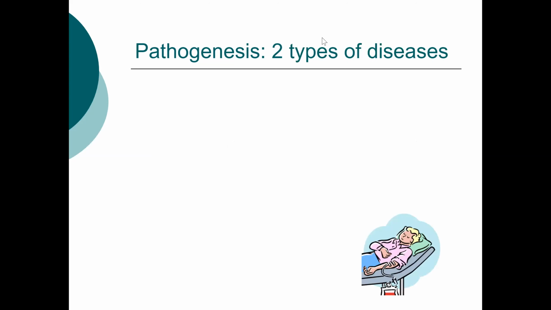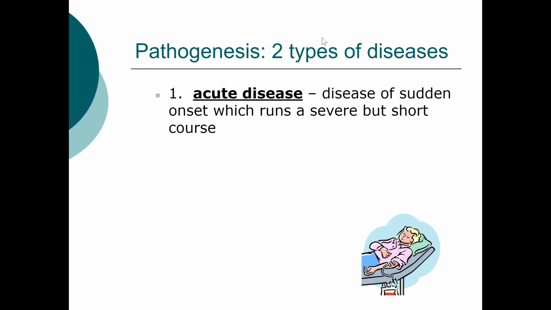2 types of diseases. Acute disease, sudden onset, which runs a severe but short course. Okay, anything that comes on quick is acute. Okay, this is the medical term we use for sudden onset. Okay, if we have acute dyspnea, first of all, dyspnea is difficulty breathing. So if we don't have a history, say, of emphysema, COPD, something that's going to cause us to have breathing difficulties, then it's going to be acute.